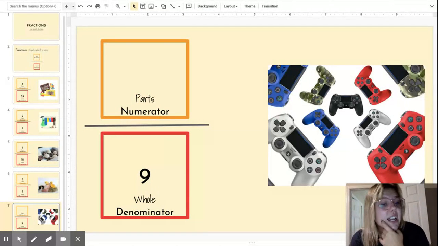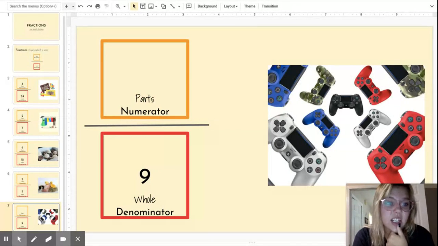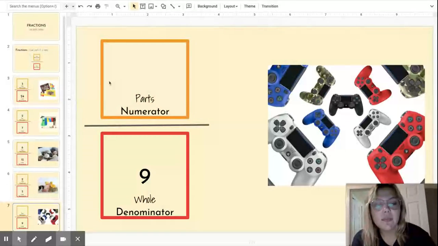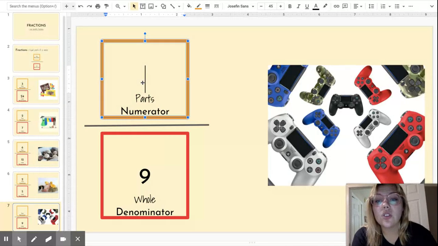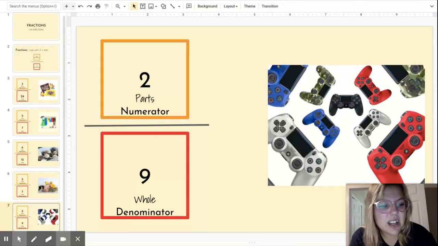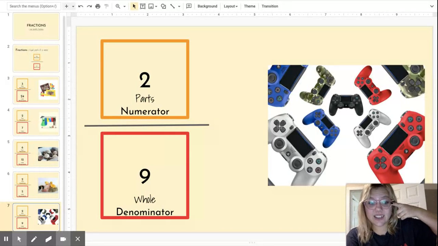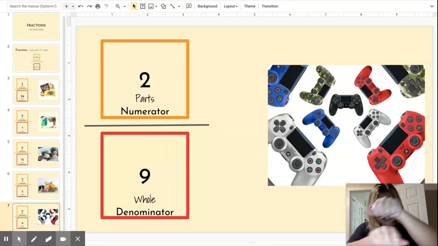Now, Mrs. Price wants you to find the numerator. The part of the collection that I want to know about is the red controllers. How many red controllers are there? If you counted 2 controllers, you are correct. Thank you so much for helping me create fractions. That was kind of fun. Not too bad either. Remember, I can identify fractions.